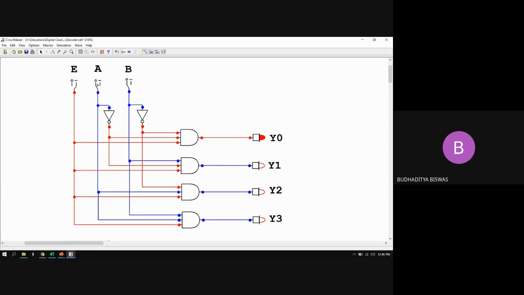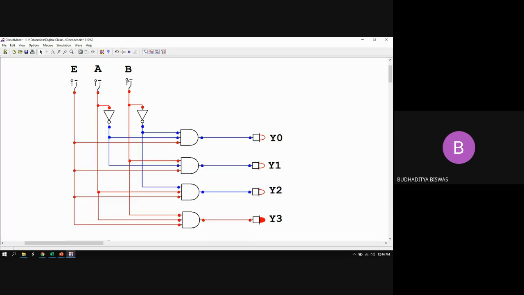Similarly, check if A equal to 1, B equal to 0. So here you see, except the second gate, all the other gates have one of the input connected to 0. So that's why here Y1 is high. That means the output of the gate number 2 is high.